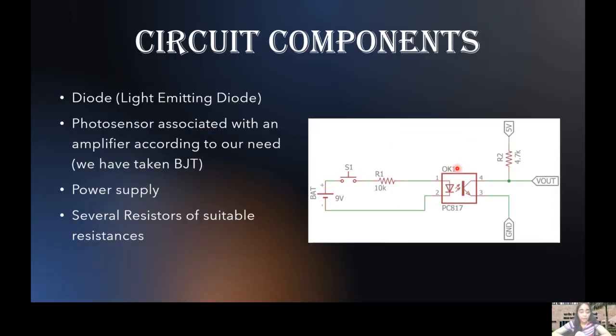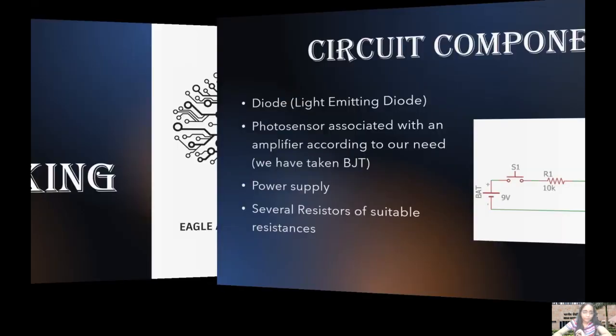So the circuit components for optocouplers include a diode, which is basically a light emitting diode, a photosensor associated with an amplifier, which is according to our need, and we have taken a BJT in our circuit diagram, but we can obviously use MOSFETs as well. Power supply, and several resistors of suitable resistances.